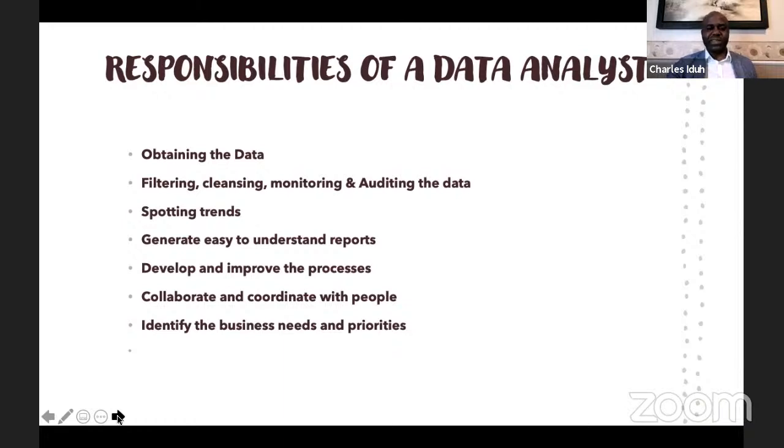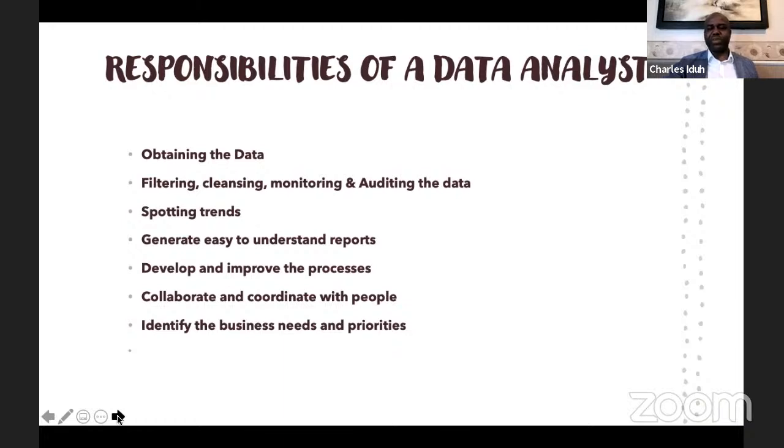The responsibilities, as I said yesterday: obtaining the data, filtering, cleansing, monitoring and auditing the data. Spot trends, generate easy to understand reports. You know, data can look so complicated. Like, what is this? Numbers, text, figures, diagrams, and all that. But you, as a data analyst, have to generate a report that is easily understood by both technical and non-technical stakeholders.